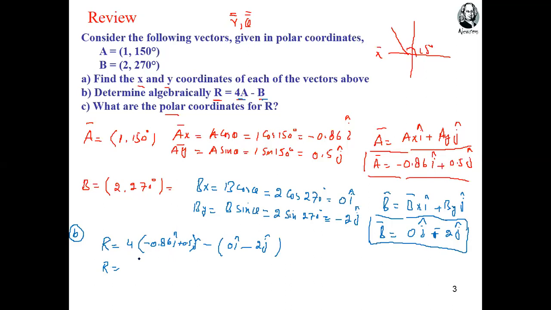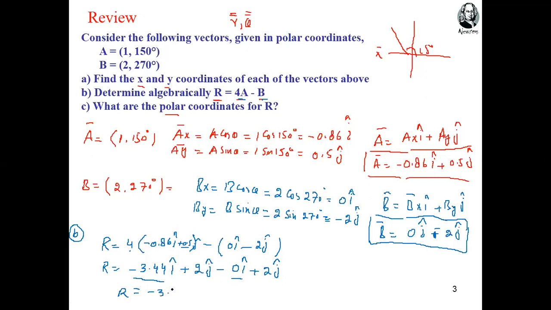4 multiply 0.86 equal to 3.44, minus 3.44 i vector, plus we have 4 multiply with 0.5 equal to 2j vector. Then we have minus multiply with this one, so 0i, minus multiply with this one plus 2j. So add i with i and j with j. So we have minus 3.44 and we have 0. So R is equal to what?